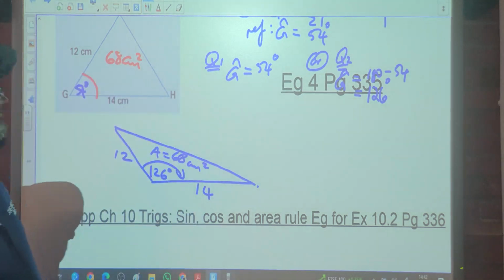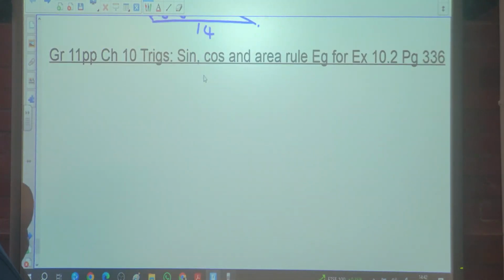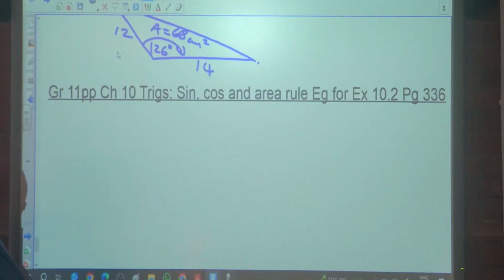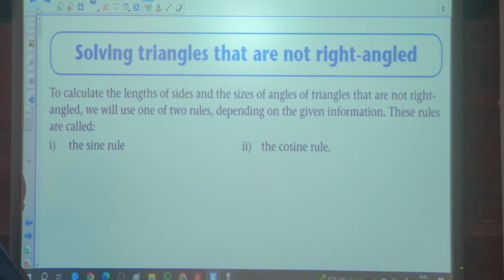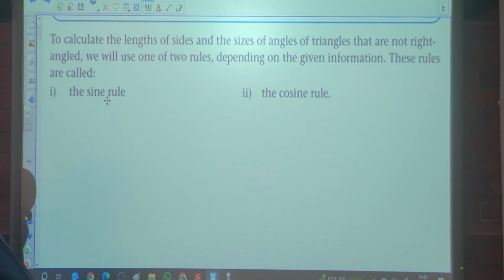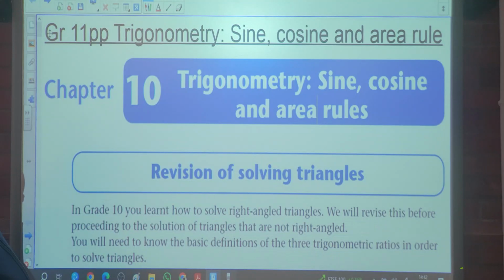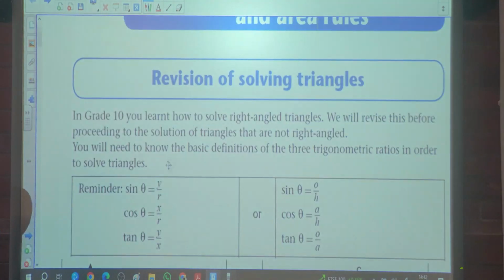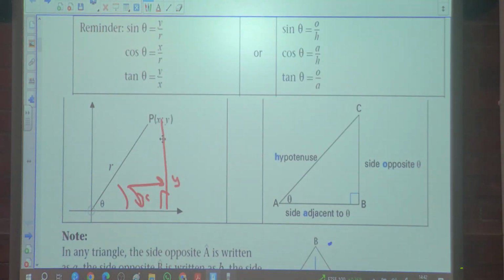And that is the examples for exercise 10.2. Tomorrow's lesson we will look at solving non-right-angled triangles. We will then delve into the sine rule and the cosine rule. For homework is exercise 10.2. You're going to do the odd numbers for me.